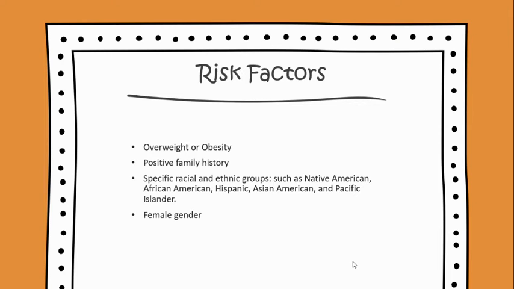Risk factors include overweight or obesity, positive family history, specific racial and ethnic groups such as Native American, African American, Hispanics, Asian American, and Pacific Islanders, as well as the female gender.